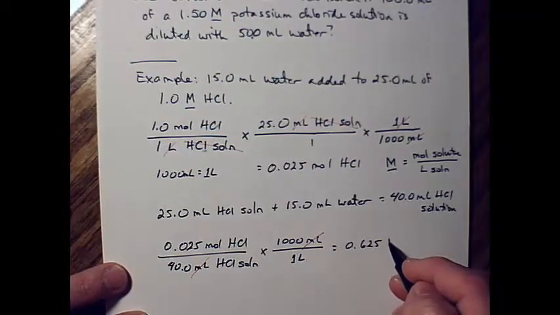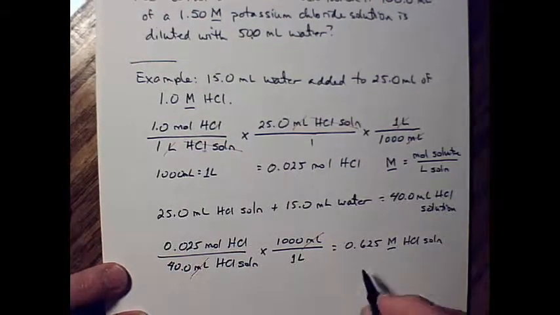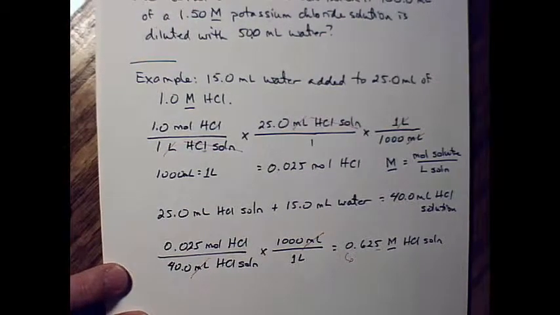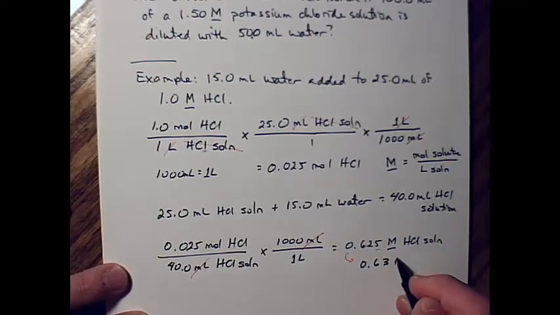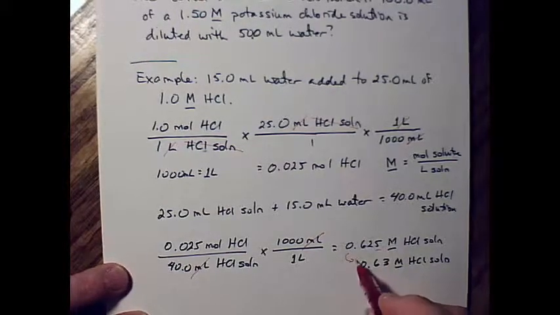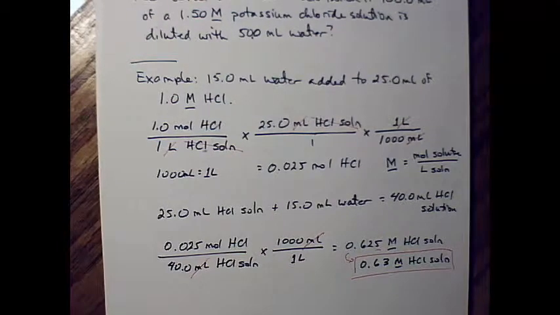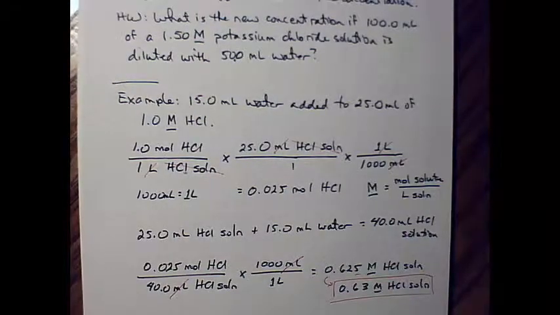0.625 molar HCl solution. Round that off to 2 significant digits because I've got 2 here. 0.63 molar HCl solution. That's the answer to this example problem.